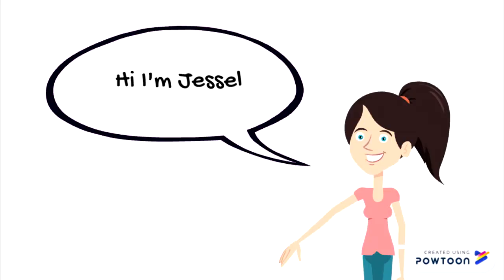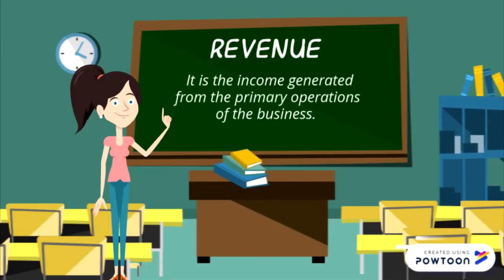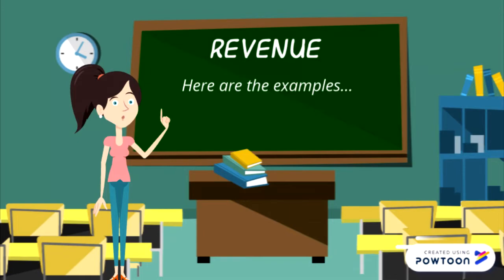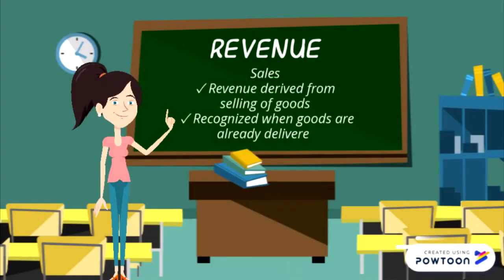Hi, I'm Giselle. So what is the revenue? Revenue is the income generated from the primary operations of the business. Here are the examples. First is service income, which is revenue derived from rendering of service and recognized when the service is already rendered. Second is sales, which is derived from selling of the goods and recognized when goods are already delivered.